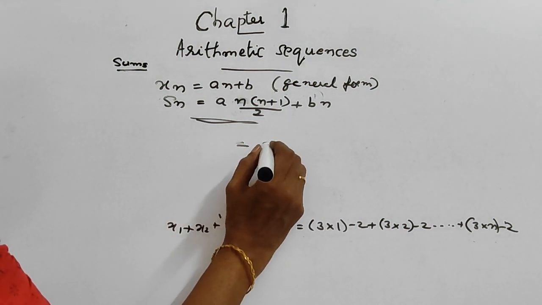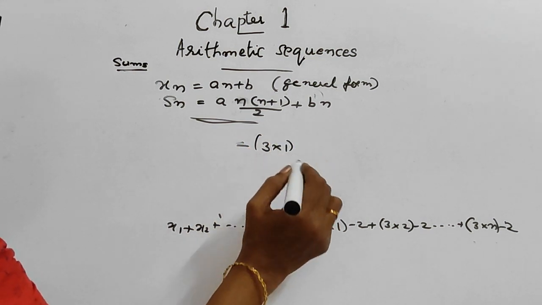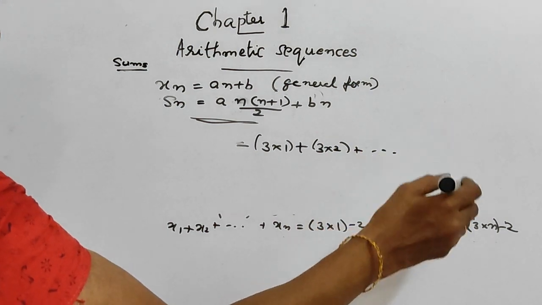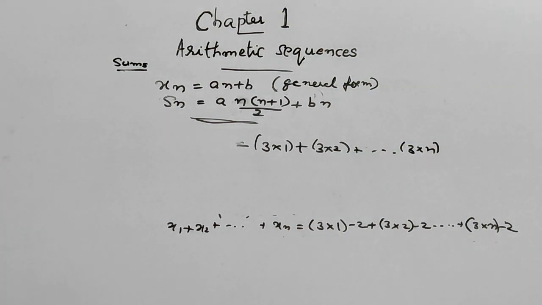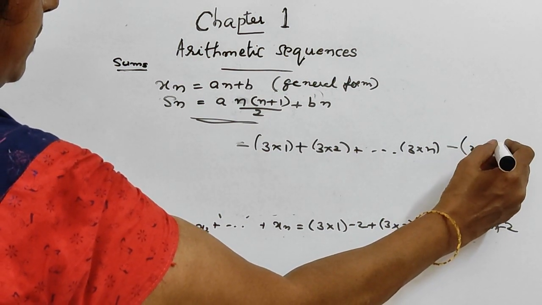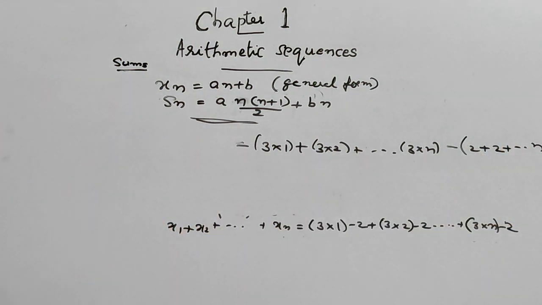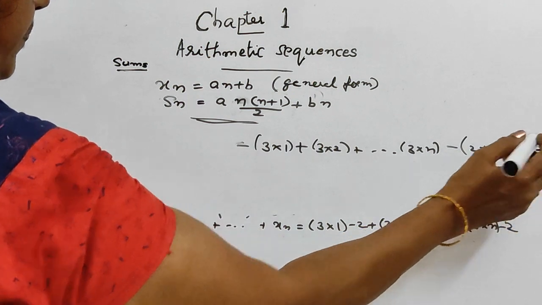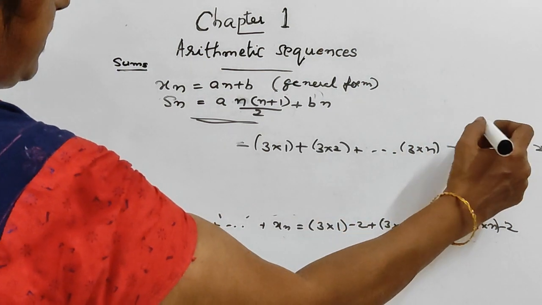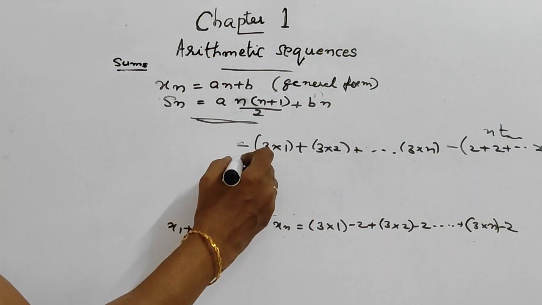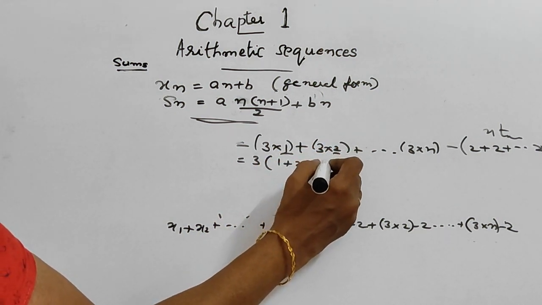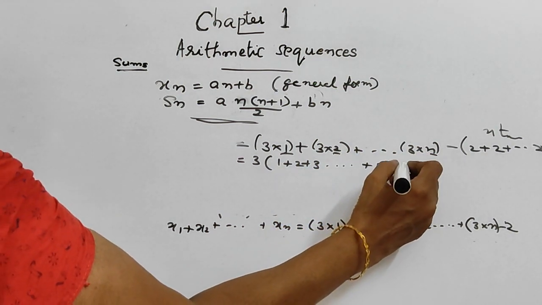Equals 3 into 1 plus 3 into 2 plus up to 3 into n. Now we have minus 2, minus 2, minus 2 everywhere. Take minus 2 out: minus 2 into 2 plus 2 plus up to plus 2. Minus is taken as common factor. So inside the bracket 2 plus up to plus 2, how many times? n times are there. So we can take 3 out as common factor: 1 plus 2 plus 3 up to plus n, minus 2, n times.